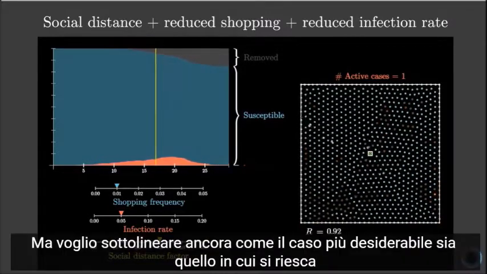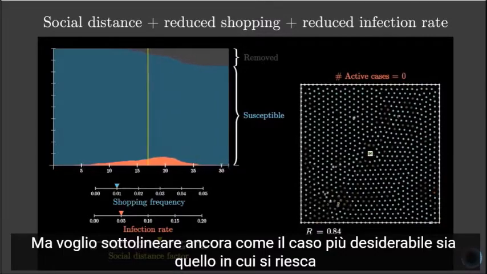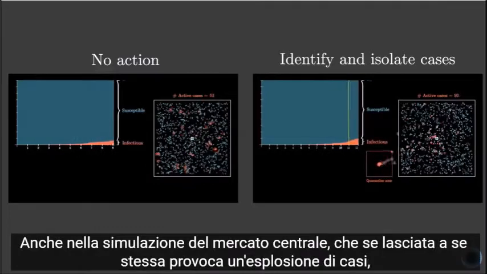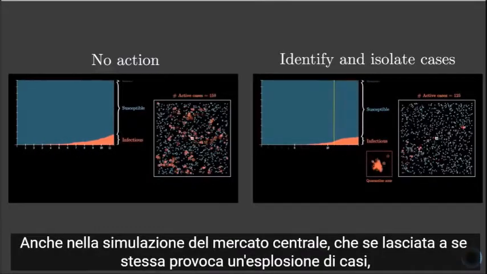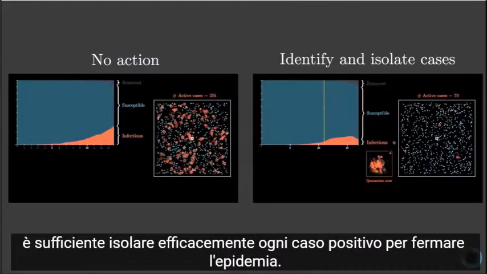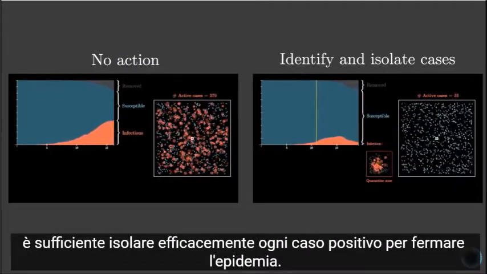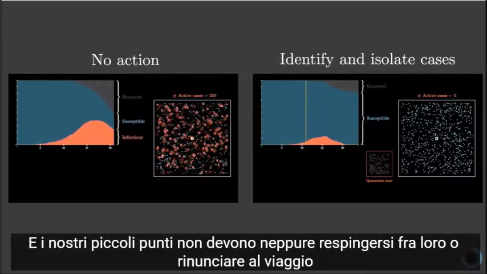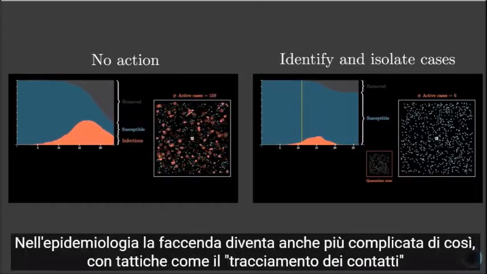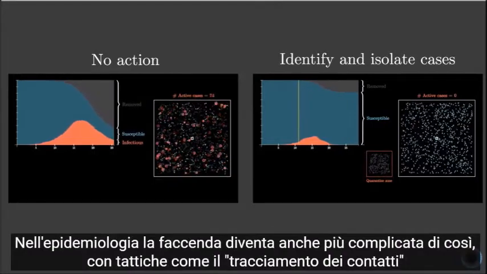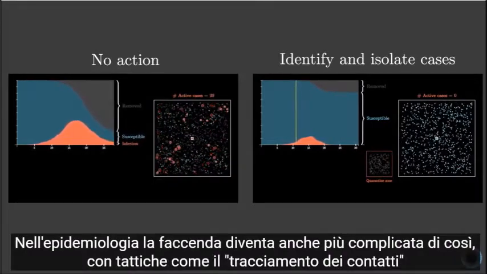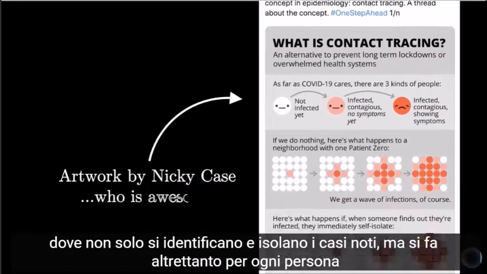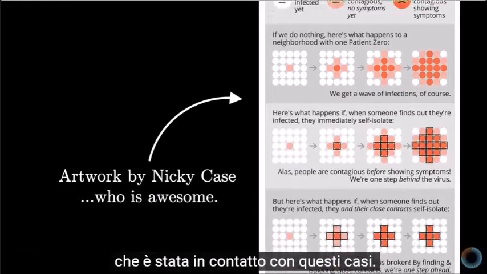But I want to emphasize again how the most desirable case is when you can consistently identify and isolate cases. Even in this central market simulation, which left unchecked gives a huge conflagration, being able to do this effectively still halts the epidemic. And our little dots don't even have to be repelled by each other or stop their trips to the central spot. In real epidemiology, by the way, it gets way more sophisticated than this, with tactics like contact tracing, where you not only identify and isolate known cases, but you do the same for everyone who's been in contact with those cases.